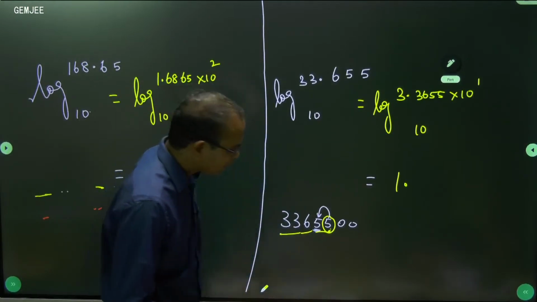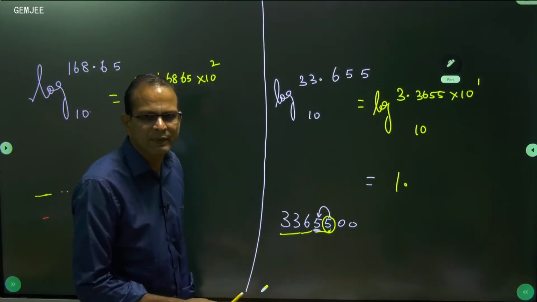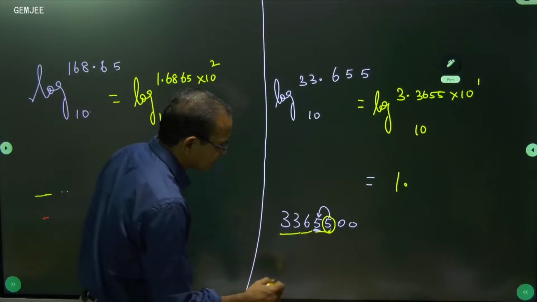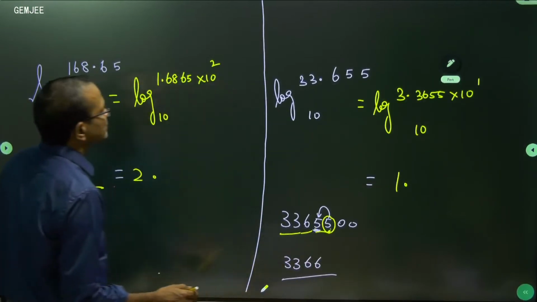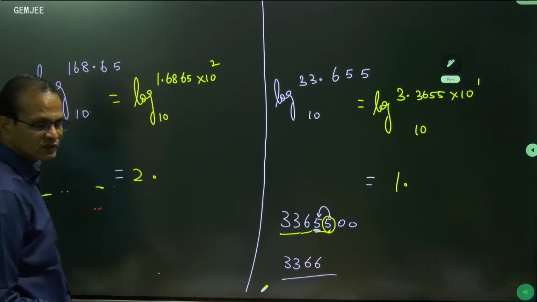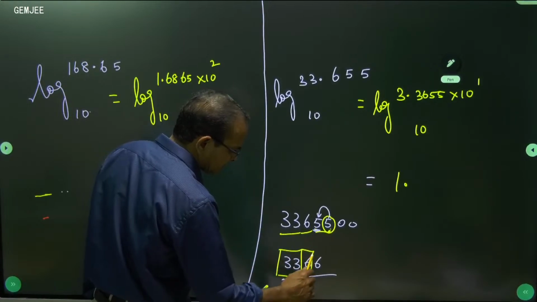அதனால இவ ஆட் நம்பரா இருக்கிறதால ஒரு இன்க்ரிமெண்ட் கொடு. அப்போ அது என்னவா மாறிடும்? 6 மாறிடும். அப்போ 3366. Then 1.5271 sir. சரி, இதுக்கு தான் லாகரிதம் பார்க்கணும். என்ன பண்ணி 336 மீன் 6 பார்க்கணும்.